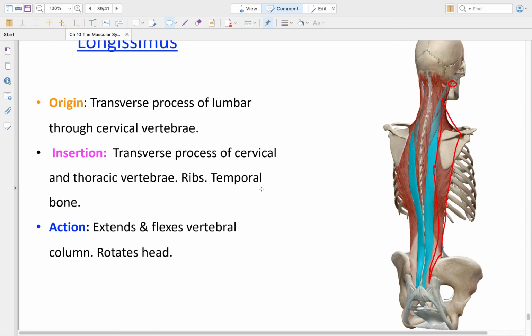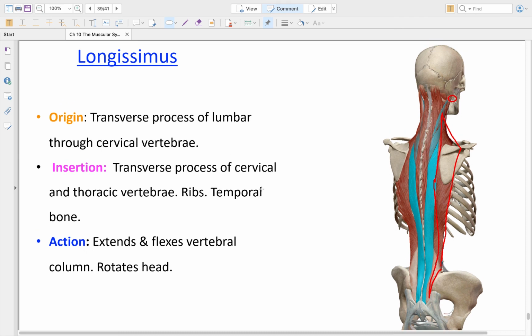Now, the action of the longissimus extends and flexes the vertebral column, and it helps with rotating the head as well.